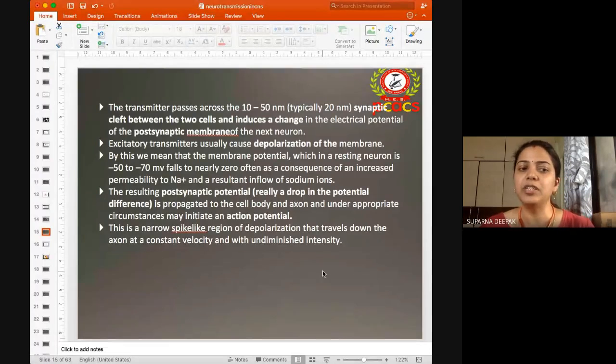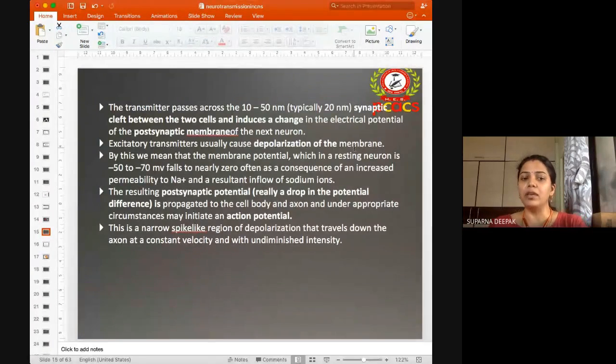So the transmitter passes across the synaptic cleft, 10 to 15 nanometer, typically 12 nanometer. So what is the size? It is 10 to 50 nanometer, and most of the time it is only about 20 nanometer, the width of your synaptic cleft between the two cells, and it induces a change in the electrical potential of the postsynaptic membrane of the next neuron. That is what I have just explained to you.